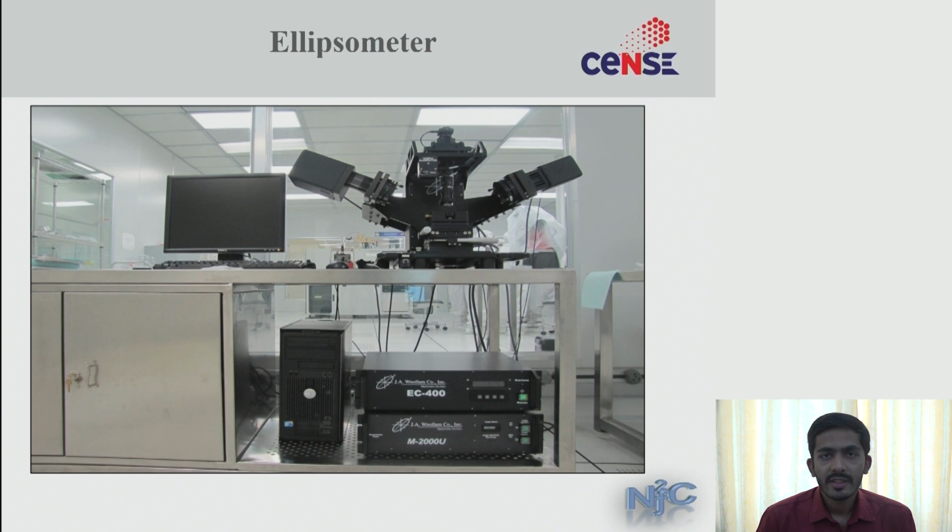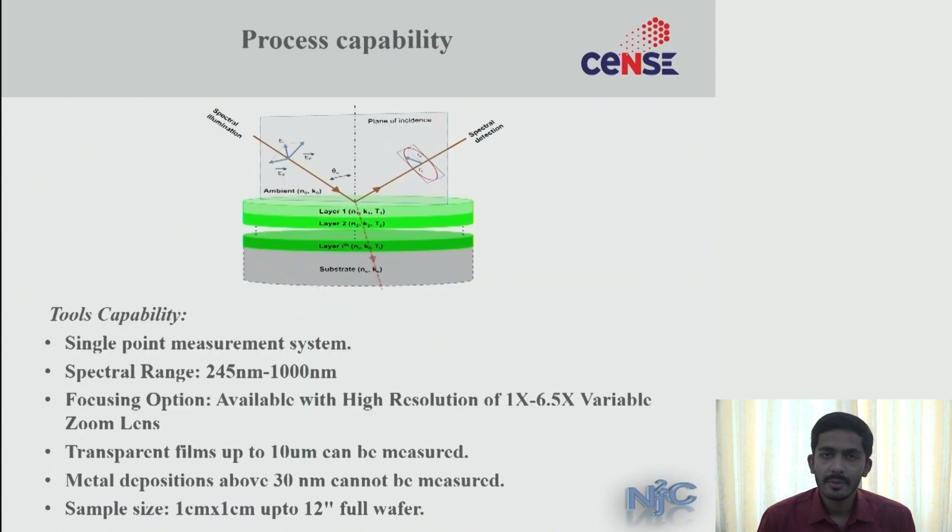Coming to the first tool, which is the ellipsometer. This is an image of an ellipsometer tool which is available at NFC. Coming to capabilities, this tool is mainly used to measure the thickness as well as optical constants of your thin film. The above image illustrates how this measurement happens. You have a polarized light which is incident on your sample, and you will have elliptically polarized light. Each and every material will have its own characteristic elliptical polarization. By analyzing this polarization, we quantify the data in terms of thickness and optical constants.